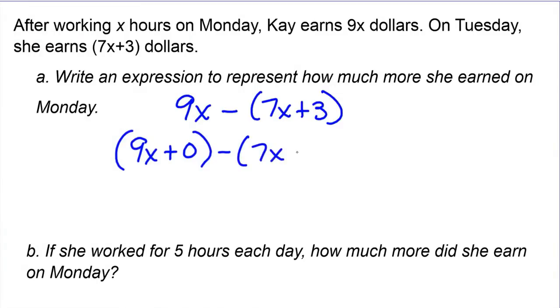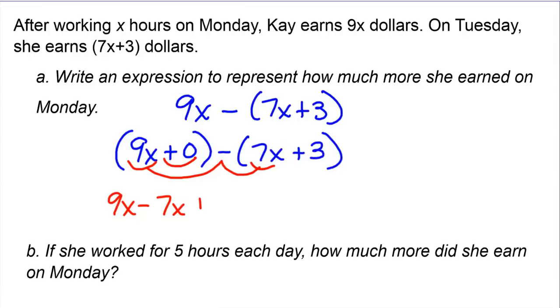Minus 7x plus 3. So that 0 is kind of a placeholder for my constant, and that is going to help me get the right answer here. So watch and see what happens when I do that. So now I have 9x minus 7x. And I have 0 minus 3. So now that changes things, doesn't it? It is not going to be a positive 3. 0 minus 3 is negative 3, and 9x minus 7x is 2x. So this actually becomes 2x minus 3, not 2x plus 3.